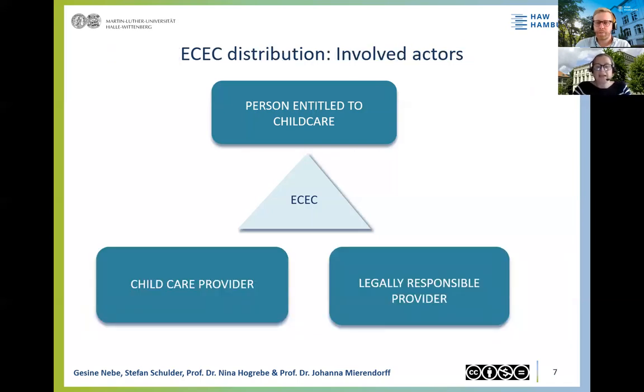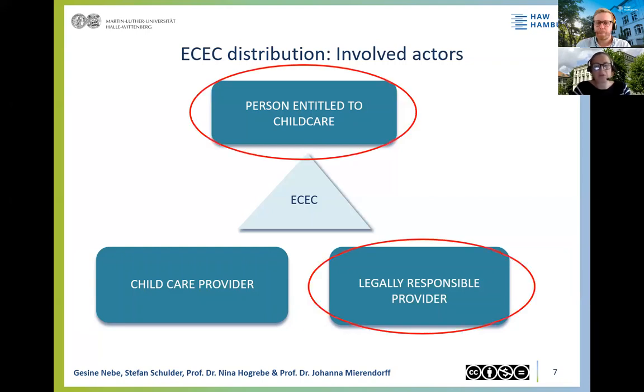When aiming at an analysis of ECEC allocation and further childcare allocation process results focusing on segregation, one needs to be aware of the complexity of the childcare allocation process. I will highlight this in the following as what our project coined the ECEC distribution triangle. The schema includes 3 actors. 1, the person entitled to childcare. 2, the legally responsible provider. And 3, the childcare provider.